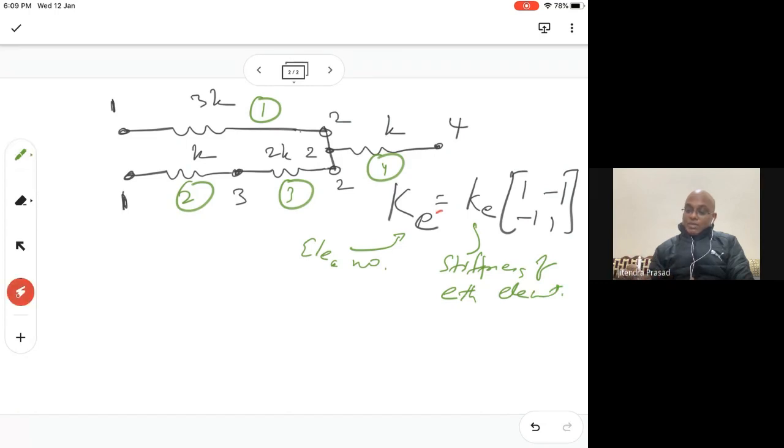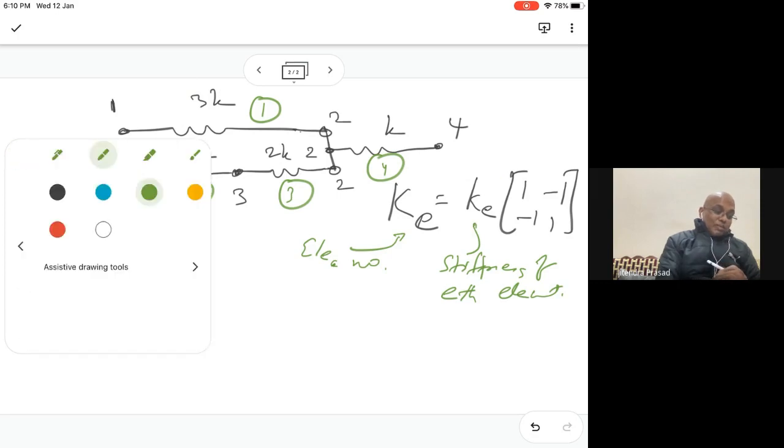Where E is the element number. So this is the K. We know that for the individual element, for example, K1 is equal to KE, where small k1 will be equal to 3K multiplied by the matrix 1, minus 1, minus 1, 1. And so on. So we can assemble it here.